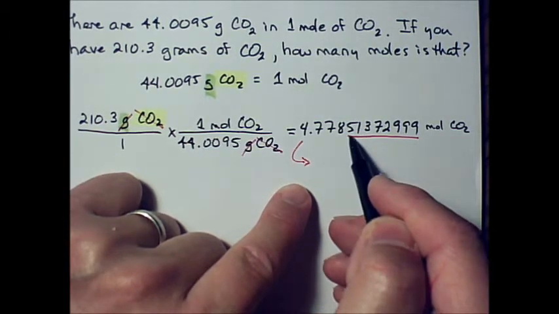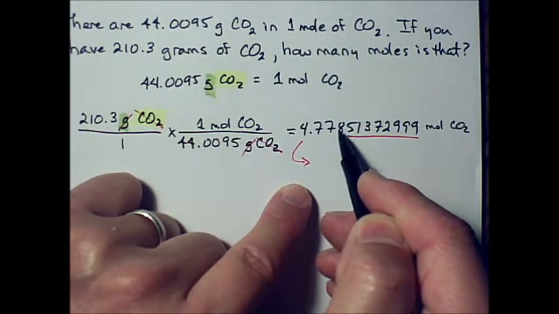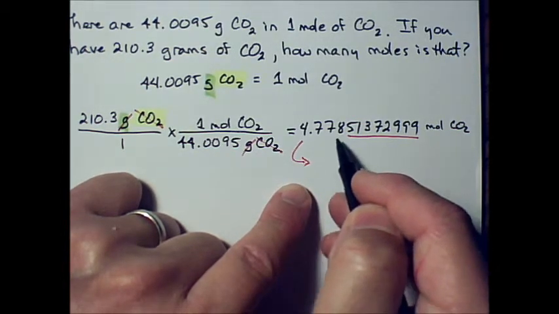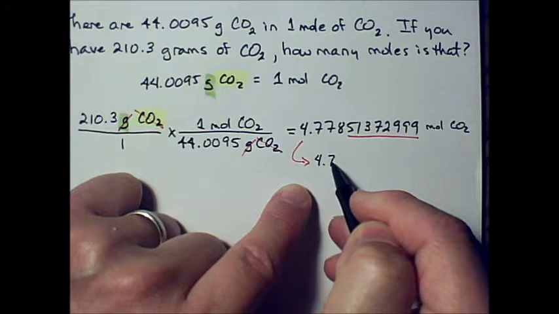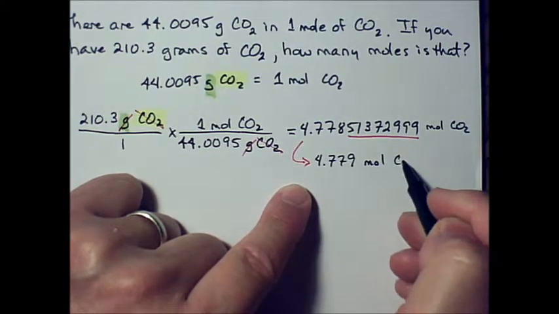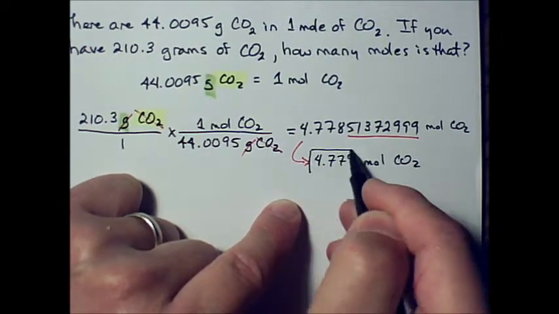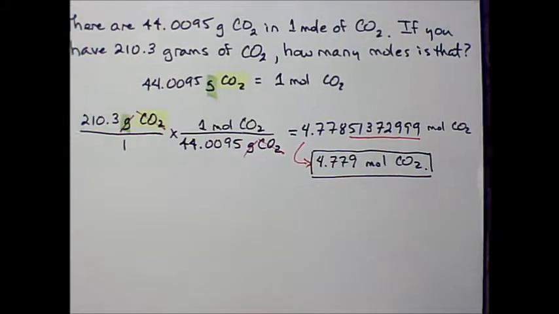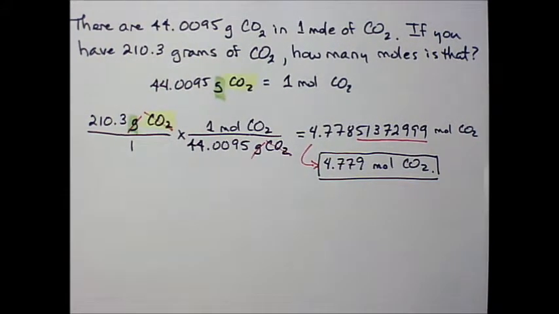Since this is a 5, it makes the number next to it a 9. In this case, it rounds up, because it's a 5 or greater. So our answer becomes 4.779 moles CO2. And to help me out, put a box around it so I know what your final answer is. Won't mark it wrong just because I couldn't figure out in your writing what was the final answer. Any questions? All right.